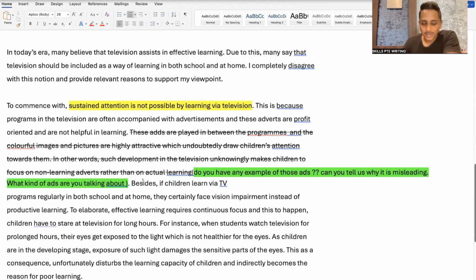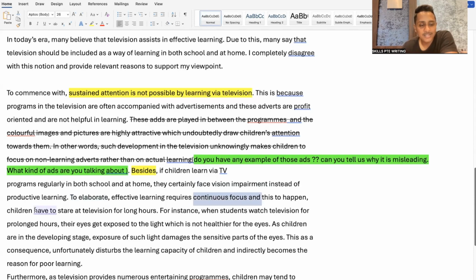All right. So we go to next idea. Second idea. If children learn via television programs regularly in both school and at home, they certainly face vision impairment instead of productive learning. Okay, good idea. To elaborate, effective learning requires continuous focus, and for this to happen, children have to stare at television for long hours, which may hamper the sight.